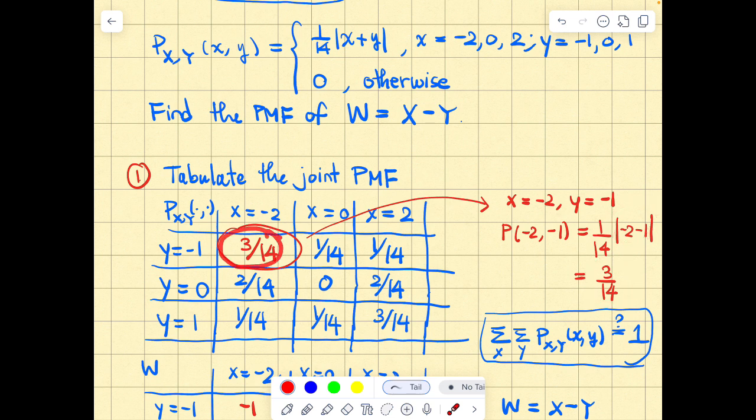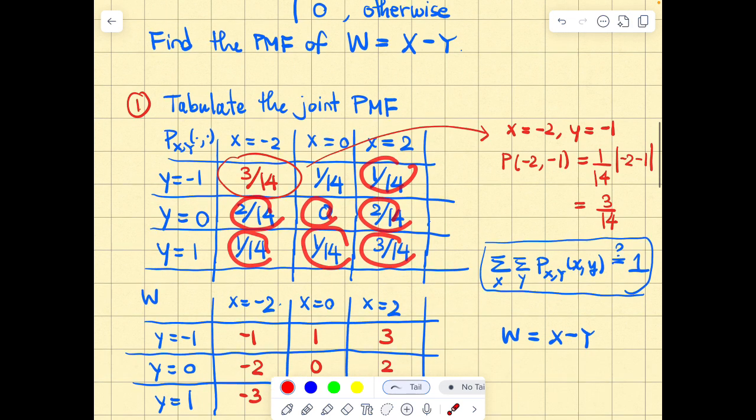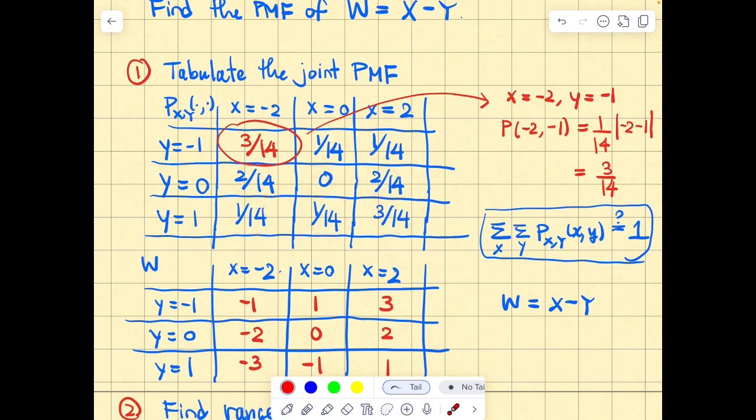So we put it here. And we can do the same thing with other cases. For example, when X equals 0, Y equals -1, again, we go back to these expressions, right? So X is 0, Y is -1. Whatever is inside the absolute value is -1 or 1, right? Multiply with 1 over 14, we get 1 over 14, right? And we can do the same steps with the different cases. So we fill out this 3 by 3 table.